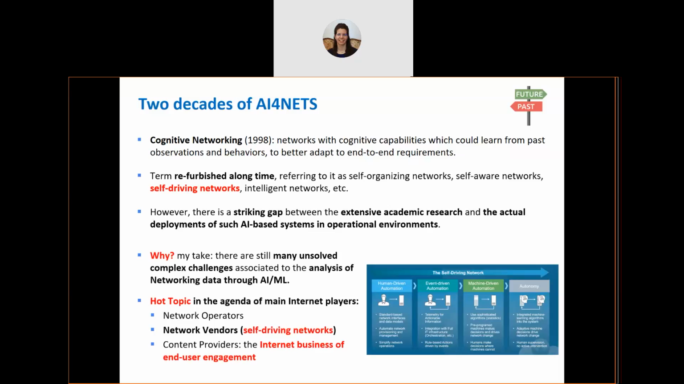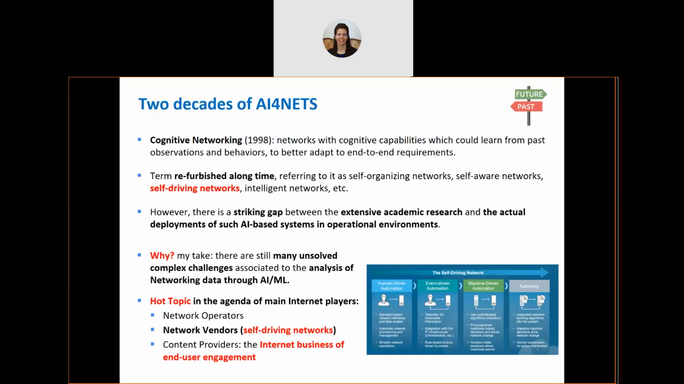Imagine the number of parameters to configure when you deploy a new network to actually achieve the best performance that you can and avoid interference. It can be a really complex, nasty problem. And there we are seeing that we are trying to do more and more of AI4NETs, but also the content providers are trying to use this type of technology to improve their own business.